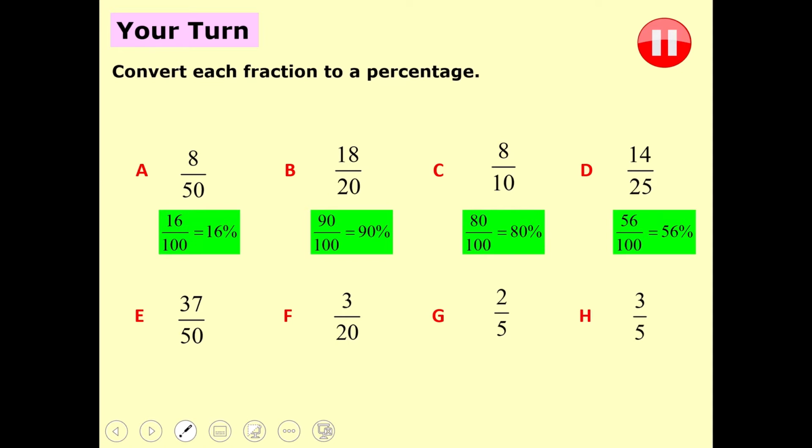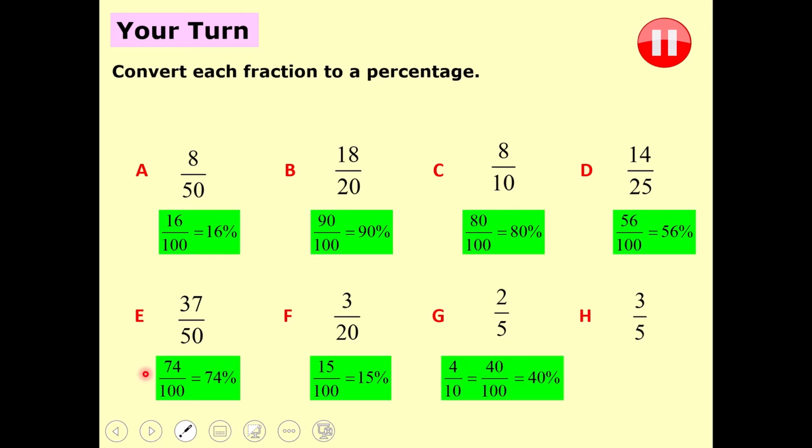And then for E, again we've got 50, so we need to times that by 2. And then you need to times your 37 by 2 as well to give you 74 over 100, to give us 74%. And for F, 3 over 20, times in top and bottom by 5, to give us 15 over 100, which is 15%. G, 2 over 5, times in top and bottom by 20 to give us, well, if we times top and bottom by 20, you would get 40 over 100 to give us 40%.